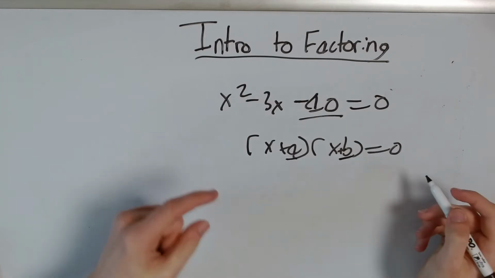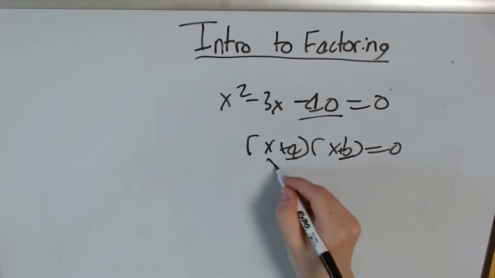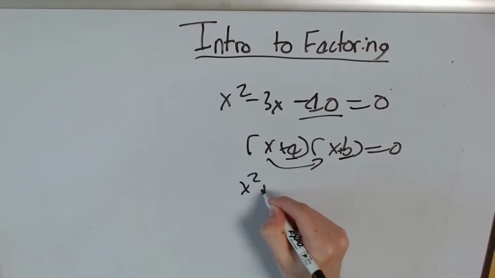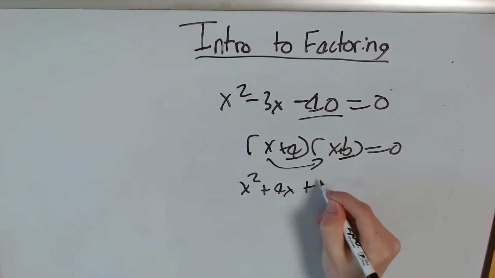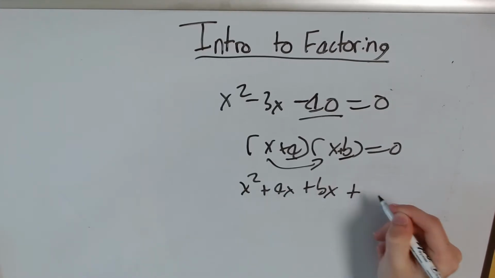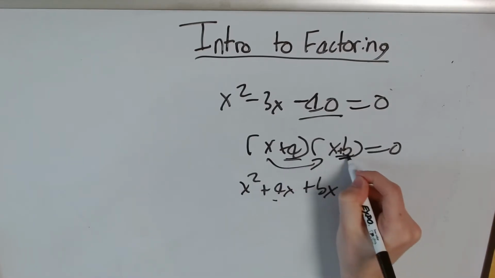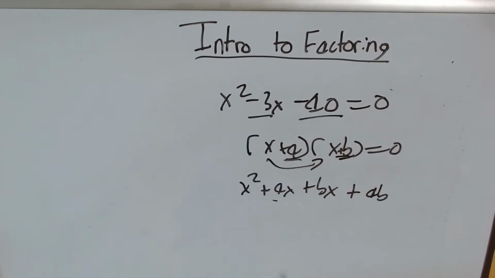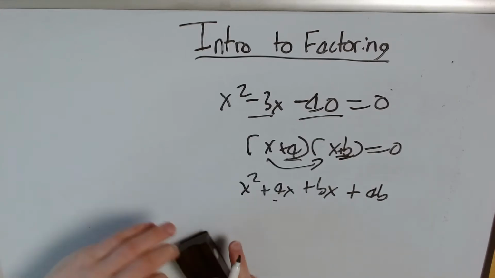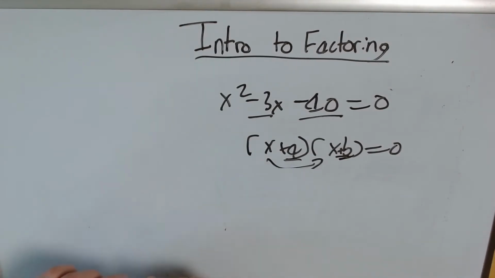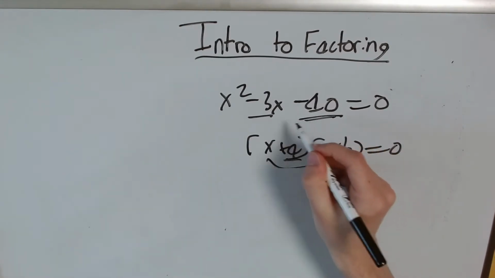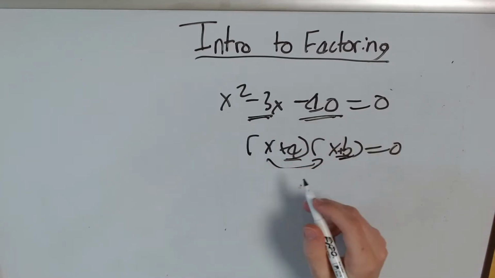But I also know if I were to distribute this out, I would have x squared plus ax plus bx plus ab. I know that these two numbers have to add together to equal negative 3. This is true for every quadratic. They have to multiply together to get this, and add together to get this.